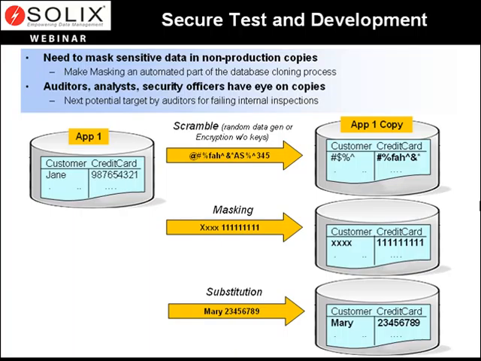So you need to have a couple of algorithms that make sense depending on the type of data. And we spend a lot of time talking to auditors and security officers and even analysts, and they all say, consistently, that this area is the next target for auditors for either failing internal inspections or third-party reviews. So you really need to look at making masking an automated part of that cloning process.